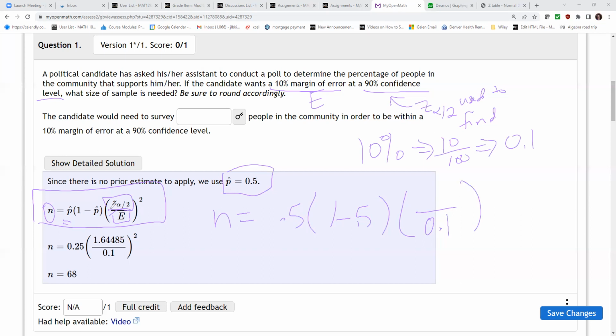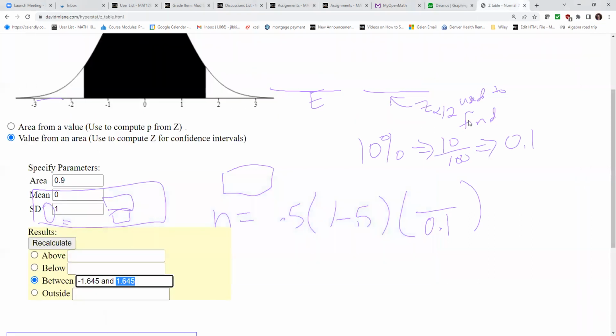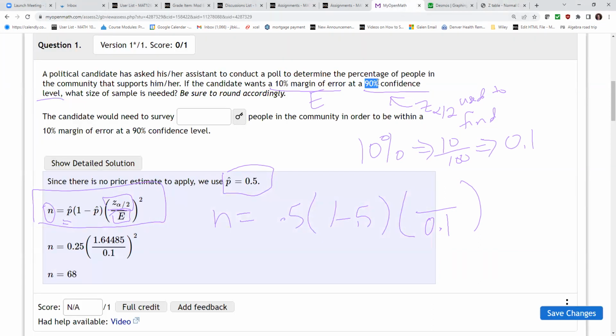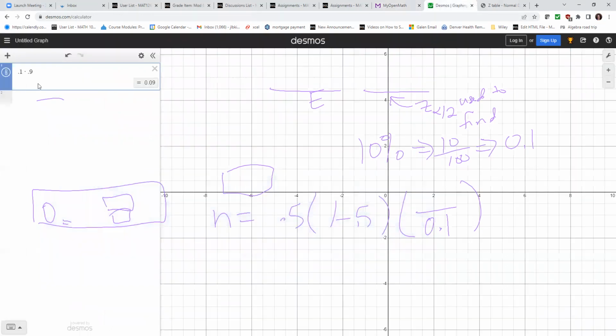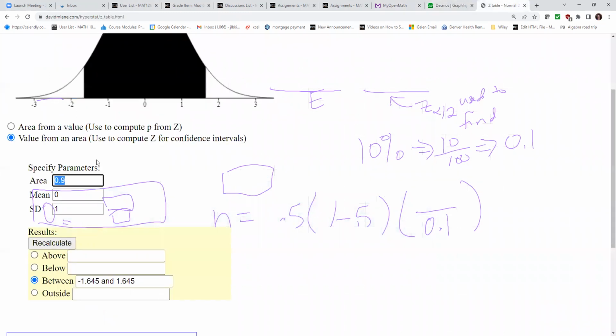And now we're going to find the z alpha over 2 by going to our app here. In this app, we're going to select value from an area. Our area is 0.9 because in the problem, we got 90%. So we're going to take 90 and divide it by 100. So 90 divided by 100 gives us 0.9.